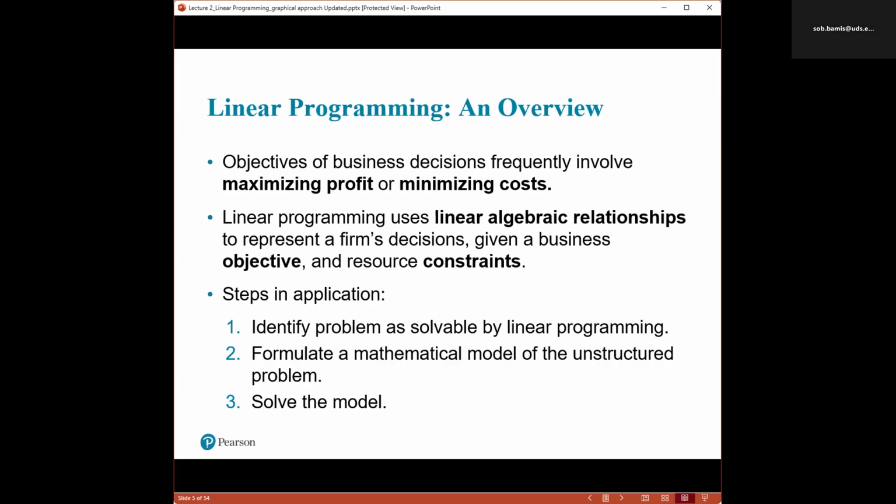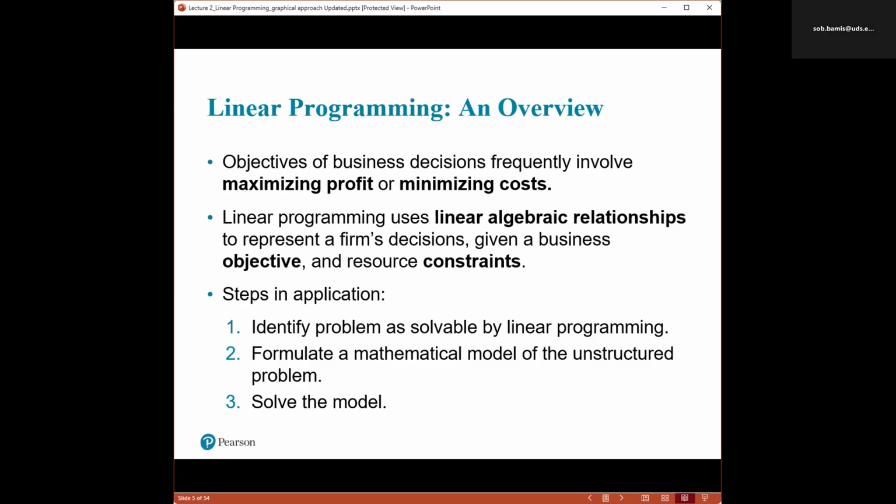So because they are scarce, we have to what? Manage resources very wisely. So there are always constraints that will restrict the availability of resources for maximizing profit or for minimizing what? Cost.